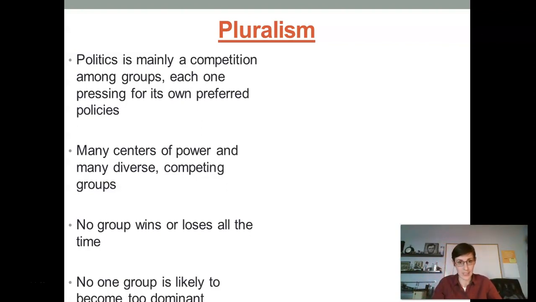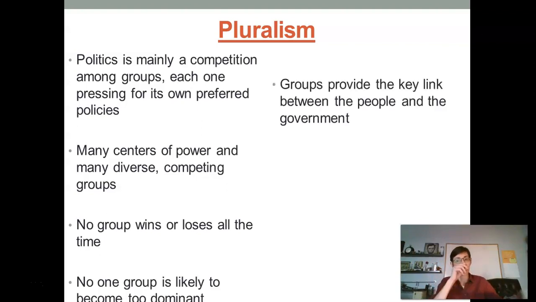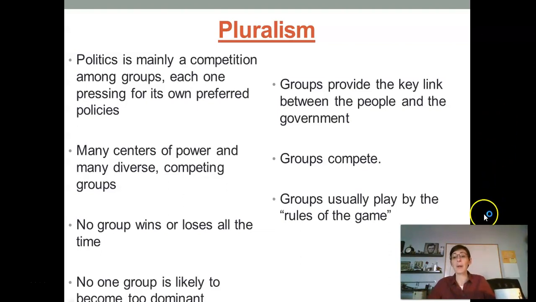In a pluralist system, that's the goal: no one group becomes too dominant. Groups provide the key link between people and the government. That's what's supposed to happen. Groups compete. Competition is considered a good thing, a positive thing. This is a net good. And groups usually play by the rules of the game.